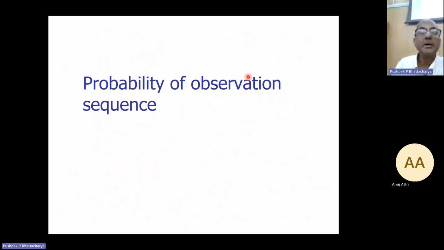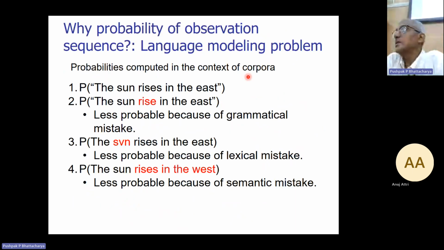Now let's come to the probability of the observation sequence. The probability of the observation sequence has suddenly become important in the context of language models and large language models. So let me motivate by this example here. Let's take the first sentence, the sun rises in the east. The second sentence, the sun rise in the east. The third sentence, the SVN rises in the east. And the last sentence is the sun rises in the west.